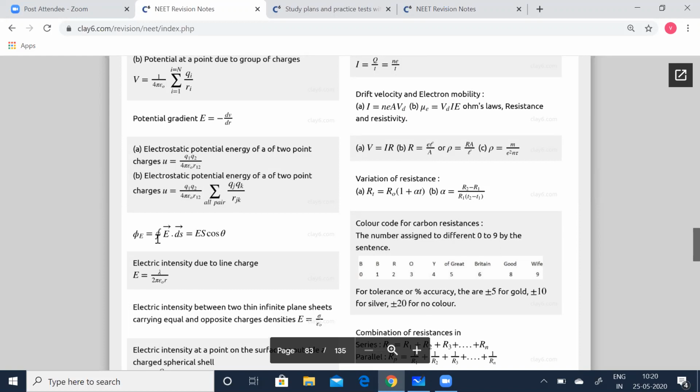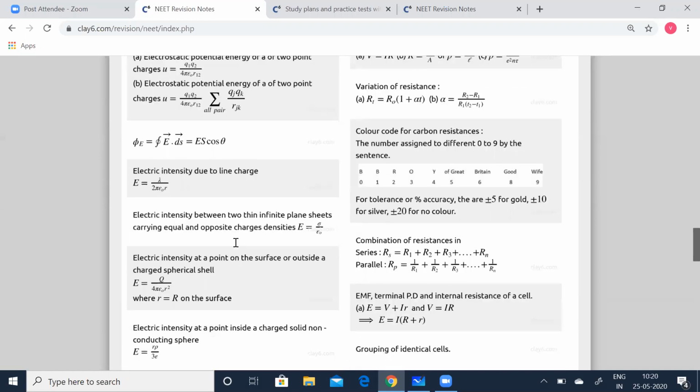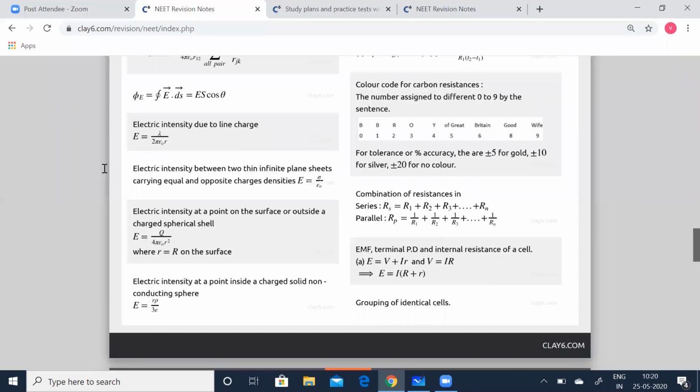Phi E is equal to the closed integral of E vector dot dS vector, which is equal to E S cos theta. Electric intensity due to a line charge is given by E is equal to lambda by 4 pi epsilon 0 r, where lambda is the linear charge density and r is the distance. Electric intensity between two thin infinite plane sheets carrying equal and opposite charge densities is given by E is equal to sigma by epsilon 0, where sigma is the surface charge density.